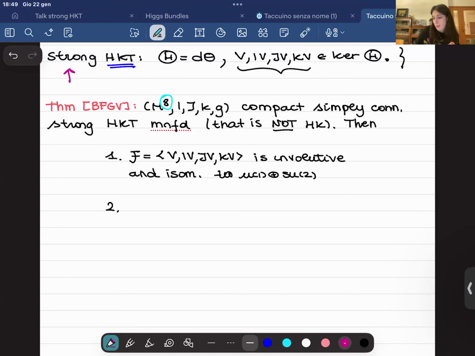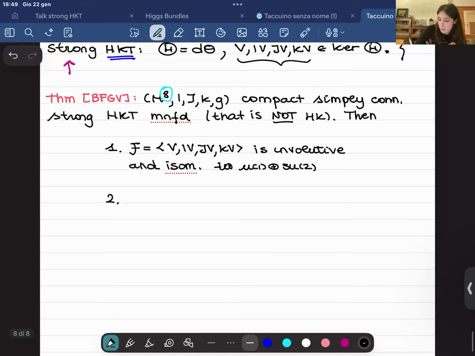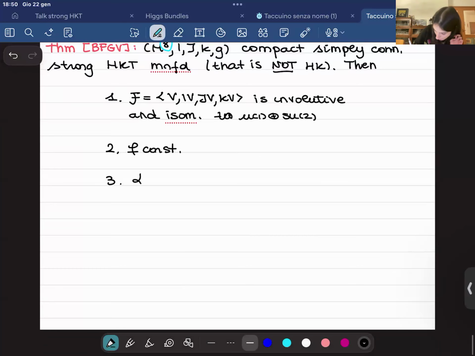Secondly, if you remember, my vector field V was defined in terms of the dual of the Lee form minus the gradient of a function f, and one can actually prove that f is constant. And third, one has a property on the hypercomplex structure, which makes it, let's say, rotational. In fact, L_{IV} omega_J is equal to omega_K, and the same holds for any permutation of IJK.